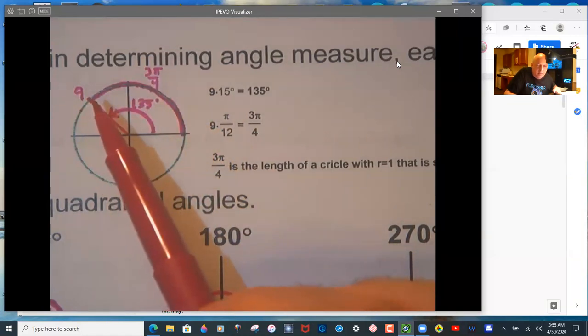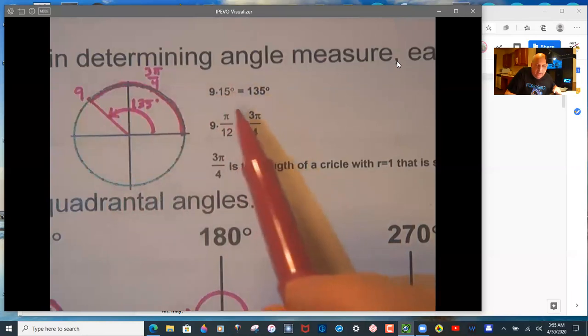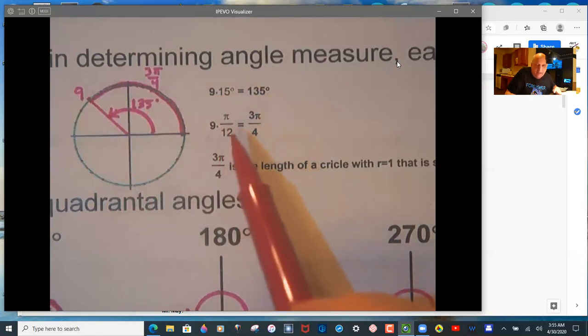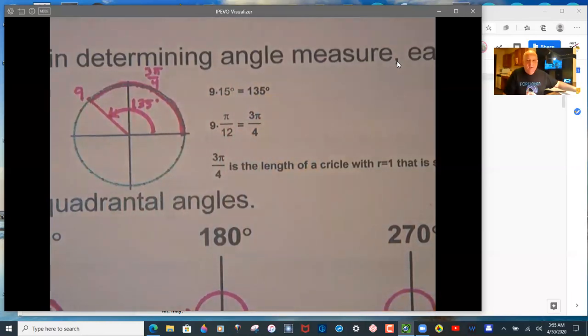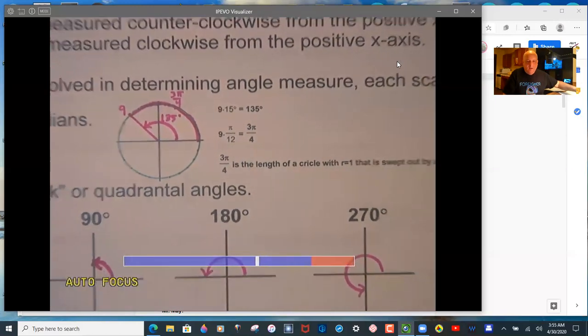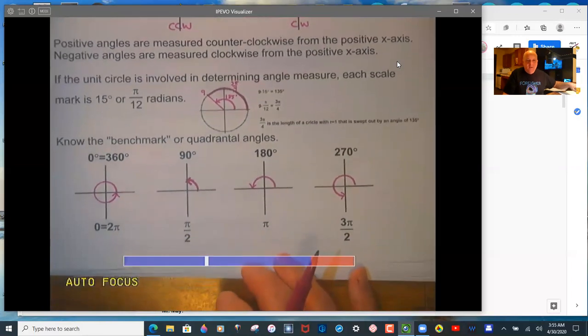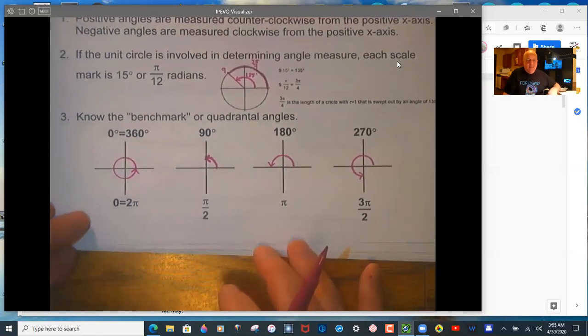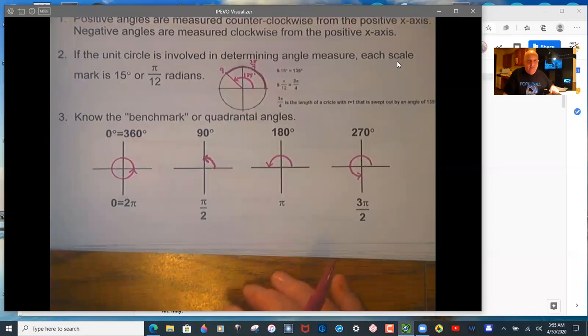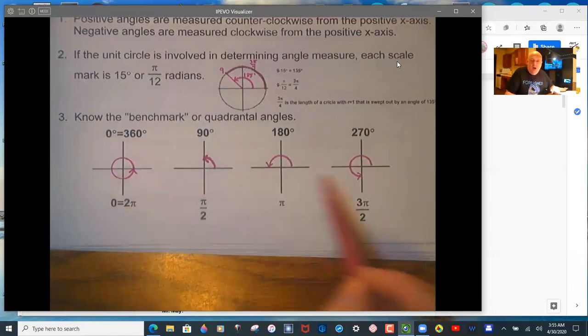You'd count 9 scale marks over and either do 9 times 15 to get 135 or 9 times pi over 12. Because each little mark is 15 degrees or pi over 12. It's very important that you know that. I'm going to say that 1,000,000 times. When it's scaled, each little mark is 15 degrees or pi over 12. So all of these, you need to commit to memory.